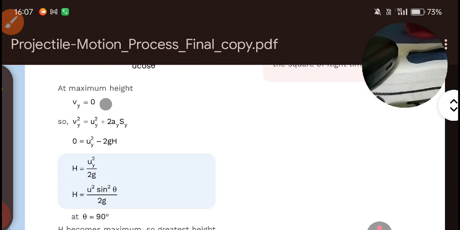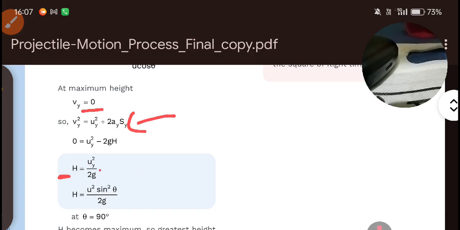Second equation of motion at maximum height. As we know, this is going to be 0. So from here you will get your h, where s is h. So we quote these two things just to calculate h, height, which will come in centimeter, meter, kilometer.